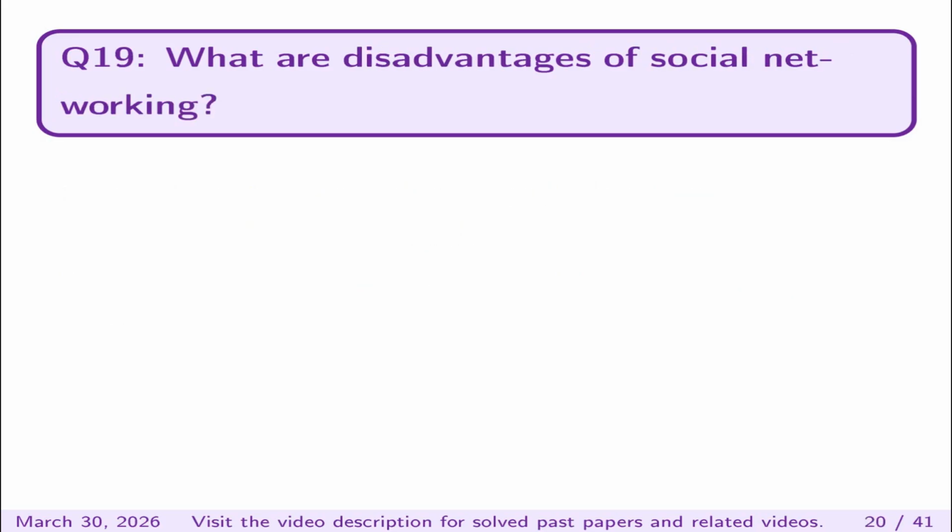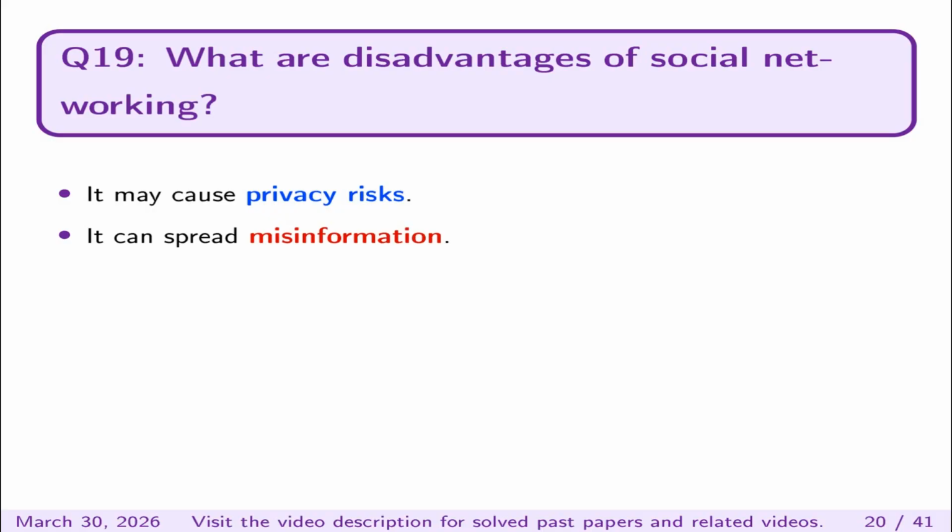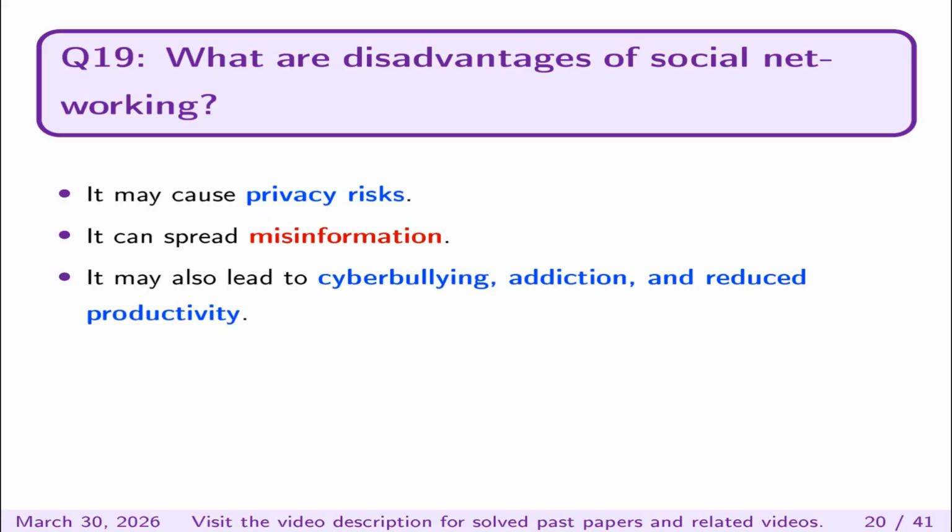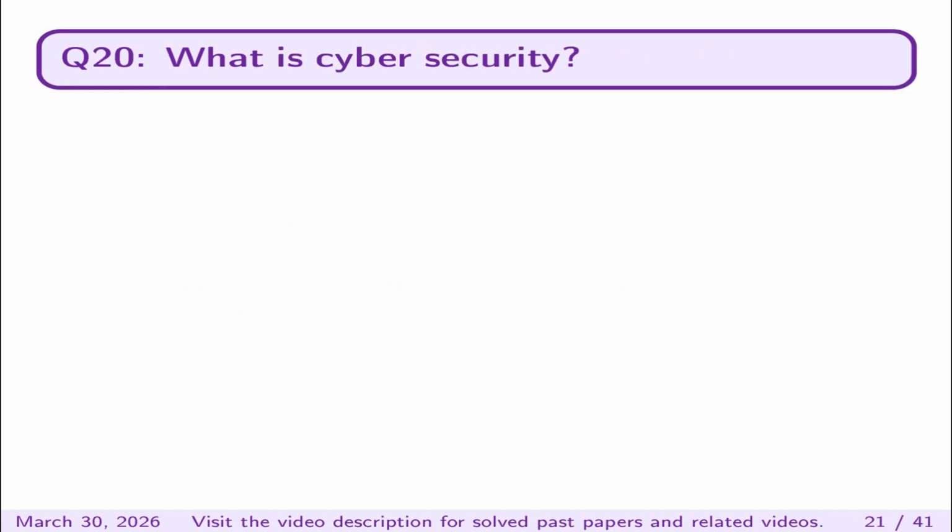What are disadvantages of social networking? It may cause privacy risks. It can spread misinformation. It may also lead to cyberbullying, addiction, and reduced productivity.